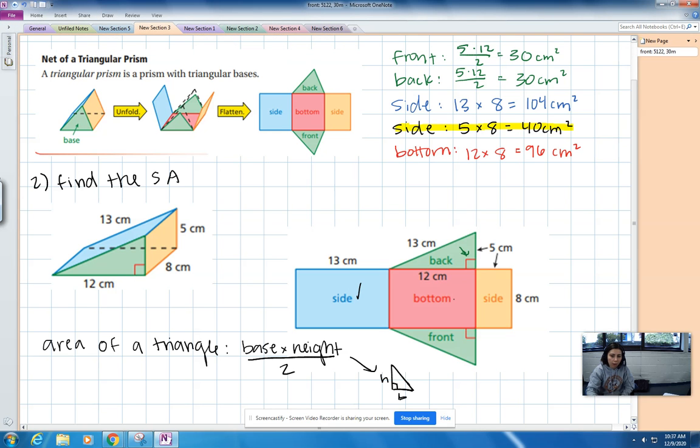Now that we have found the area of all these different faces, we can add them up to get our total surface area. We use our handy dandy calculator and we get 300 centimeters squared. So the total surface area of this figure is 300 centimeters squared.